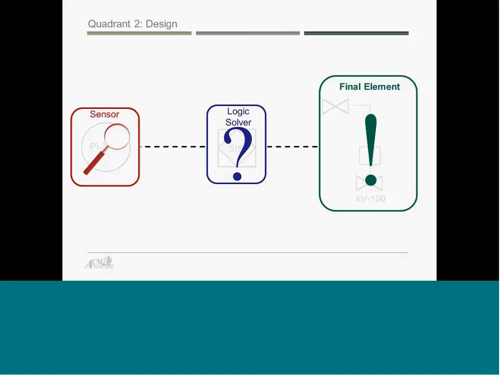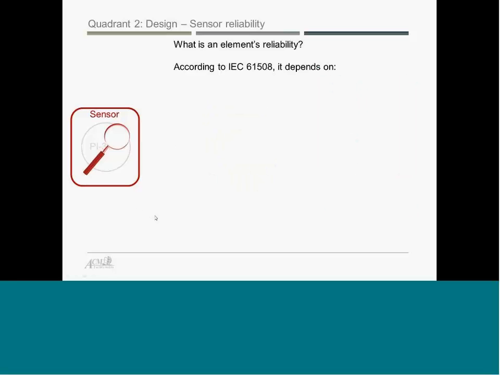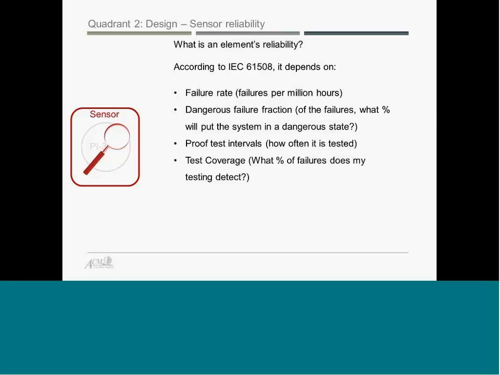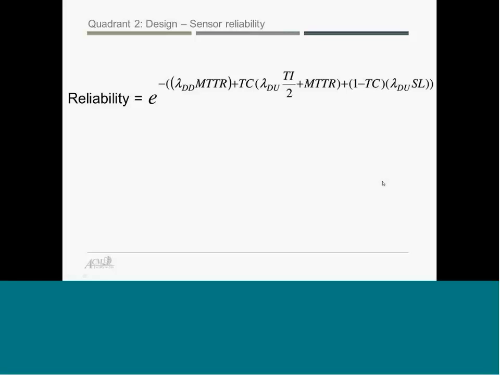Overall, this safety instrument function has a certain reliability, and we're trying to determine what that reliability is and how good it could be. To do so, we first need to look at the reliability of an individual element. In this case, let's look at the sensor. So what is an element's reliability? For this, we go to a different standard, which is the IEC 61508 standard, heavily referenced by the 61511 standard. In the standard, the reliability is going to depend on a number of factors, including failure rate per million hours, dangerous failure fraction, or safe failure fraction, which are inverses of each other, your proof test intervals, your test coverage, your mean time to restoration, so how long does it take to repair it, and diagnostic coverage for smart sensors. How does this actually all combine together in order to make a reliability? We look at an equation that looks about like this. It's pretty complicated, but it's got those factors in it.